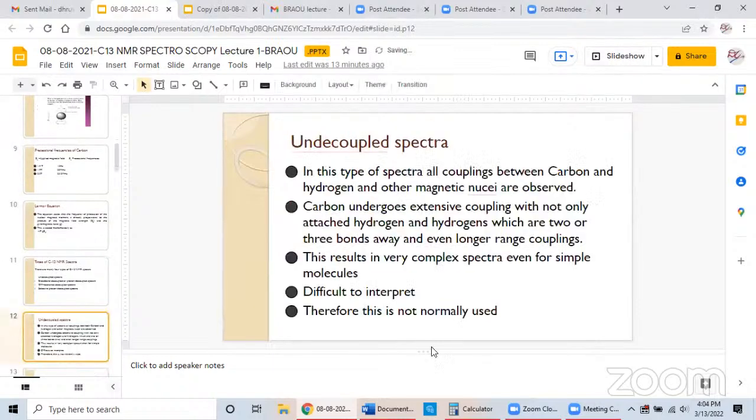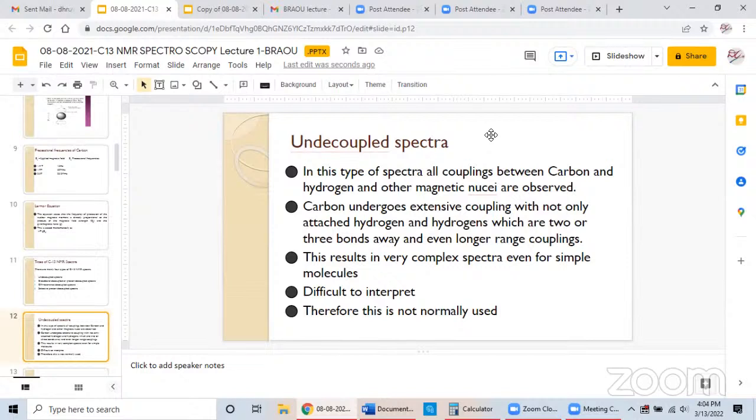Let us first discuss the undecoupled spectrum. So what is this undecoupled spectrum? The name itself suggests what it is. In this type of spectrum, all couplings between carbon and hydrogen and other magnetic nuclei are observed.